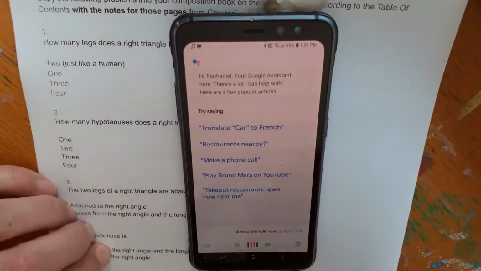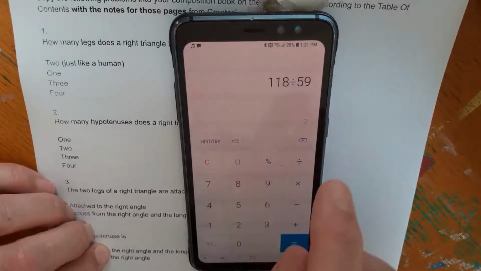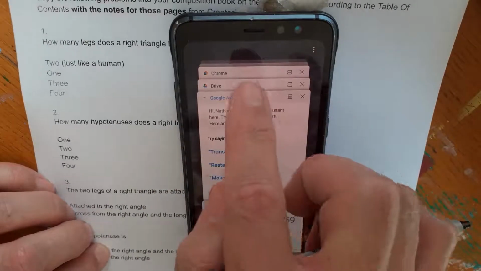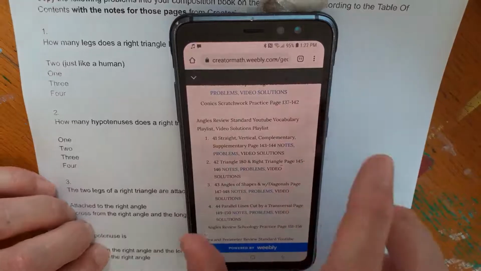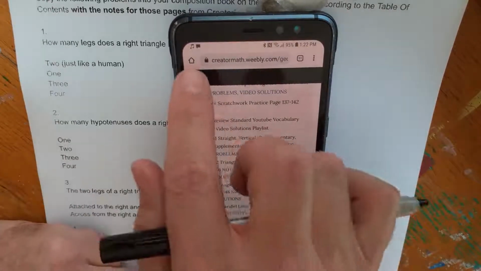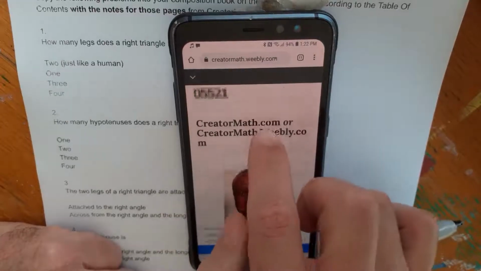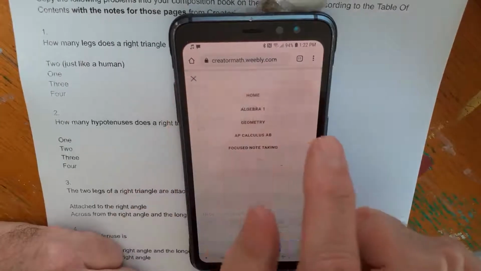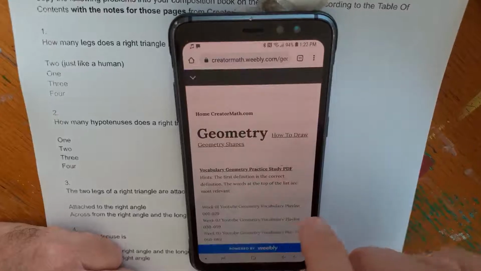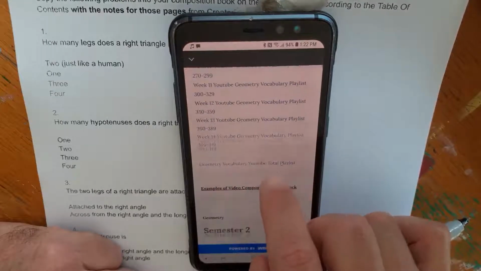So let's just model for you going back. Let's close this. Let's go here. Let's make sure we're in the correct place. So this is creatormath.weebly.com. See it right there. This is what it should look like when you get to the home page. We're going to go to Geometry. We're going to pass by the vocabulary.